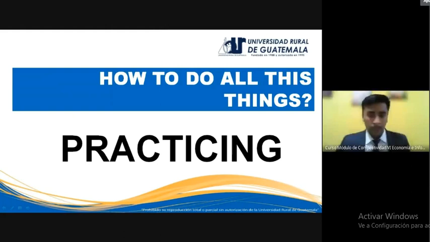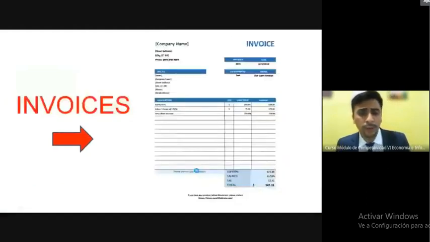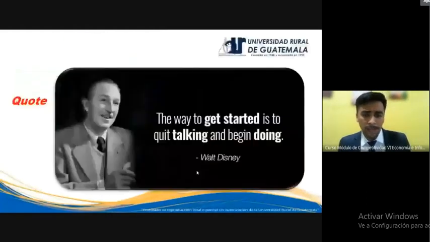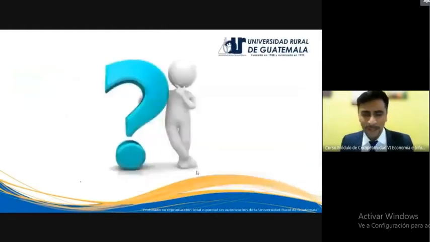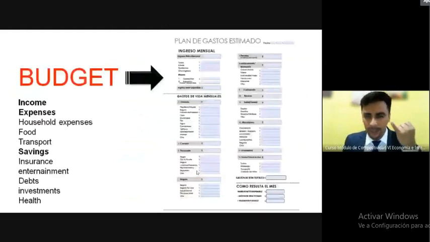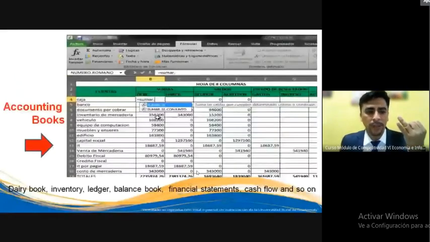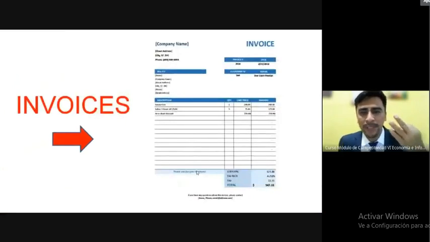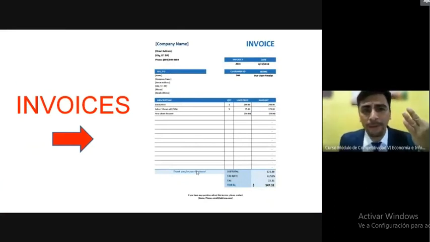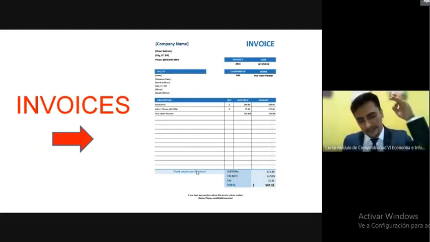So we are arriving at the end, but please remember what we were talking about. We were talking about Walt Disney. It's better to doing than talking. What documents? A budget. We were talking about the budget. We were talking about accounting books for the accountant. This is beautiful information. Number 3, we were talking about invoices, and mainly I was an emphasis in electronic invoices. This is a topic for this day.